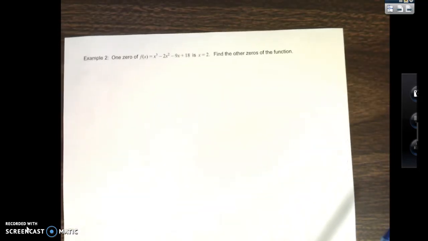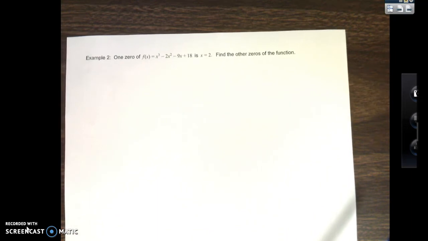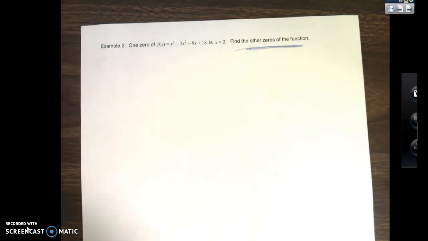So here we have one zero of f of x equals x cubed minus 2x squared minus 9x plus 18 is x equals 2. Find the other zeros of the function. Okay, that's important. I'm going to get back to that in a second. So we got the whole page here. I love when I have a full page for a math problem. It's really exciting.